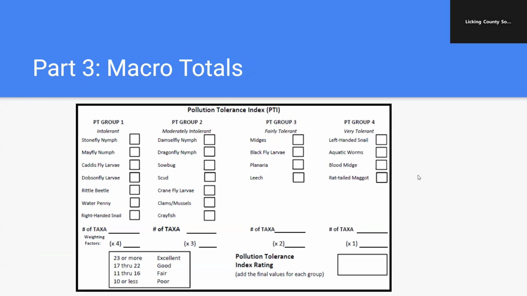So moving on to the macroinvertebrate pollution tolerance index section. Like I said earlier, there are 4 categories of macroinvertebrates ranging in tolerance from very tolerant to intolerant. These intolerant species are likely to be found in the highest quality habitat types, mostly riffles, sometimes undercut banks, but mostly riffles is where you would find these guys because they need the higher oxygen content.